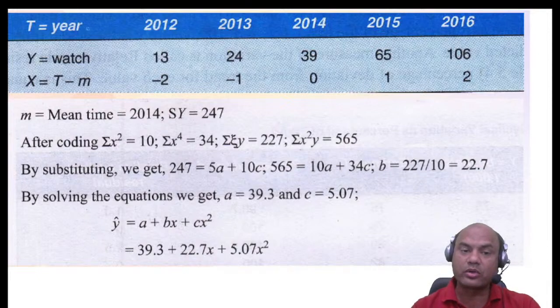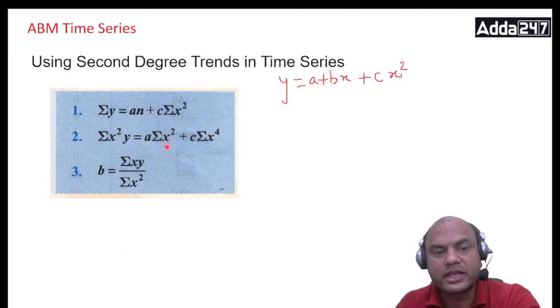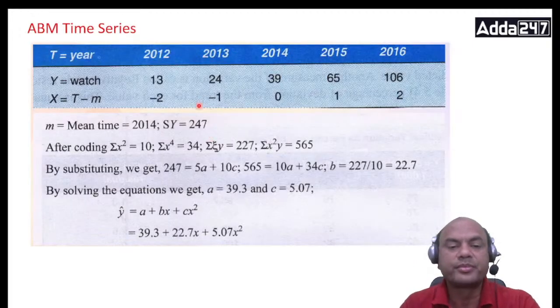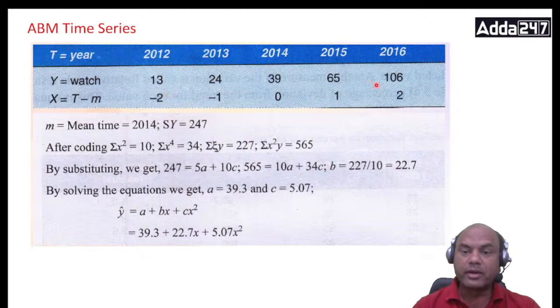X raised to 4 is what? Again do the 4th degree. Because why do we require 4th degree? Because it is there in this earlier formula, x raised to 4. So you'll have to use it. So summation x raised to 4 is what? Minus 2 raised to 4, so 16. Plus 2 raised to 4, 16. So 16 plus 16, 32. Plus 1, 1 raised to 4 is 1, both, so 34.